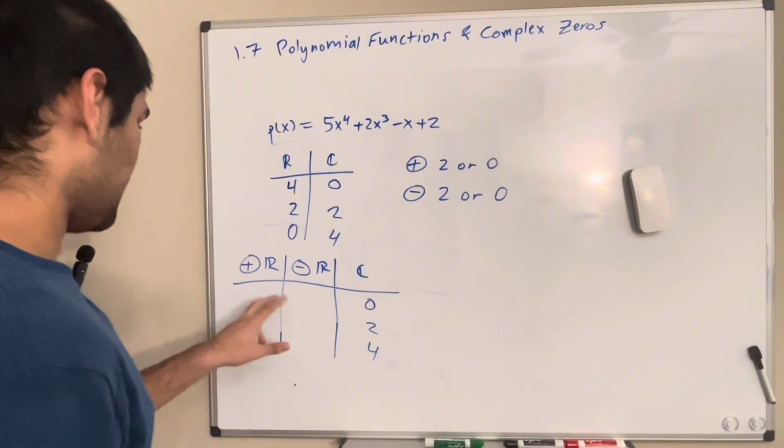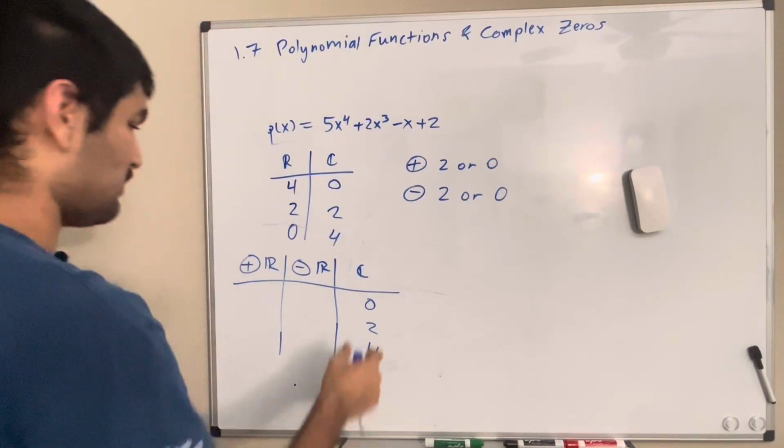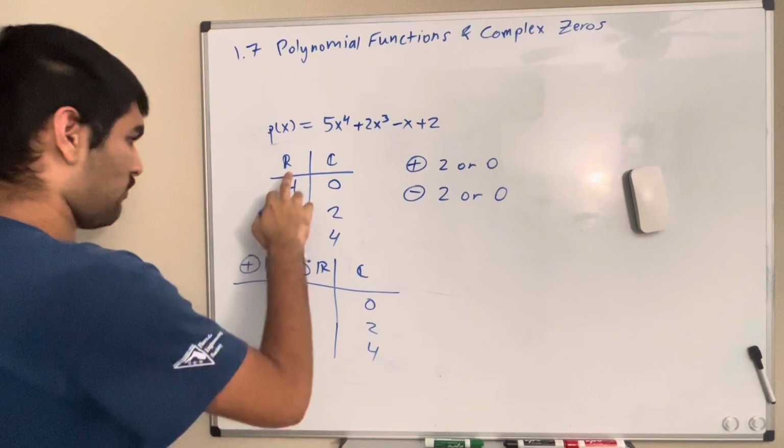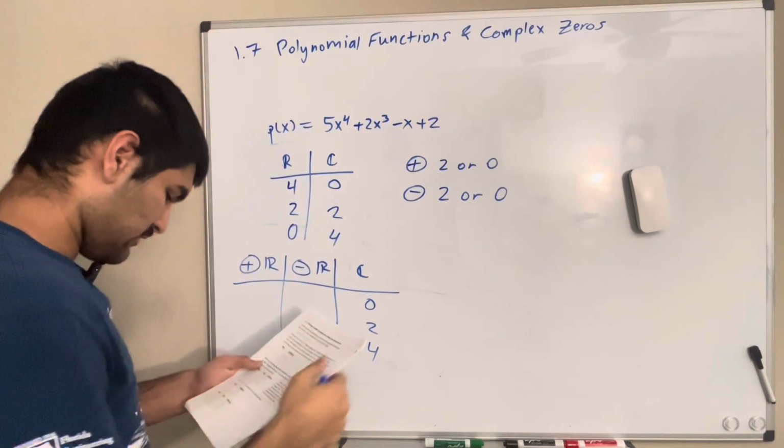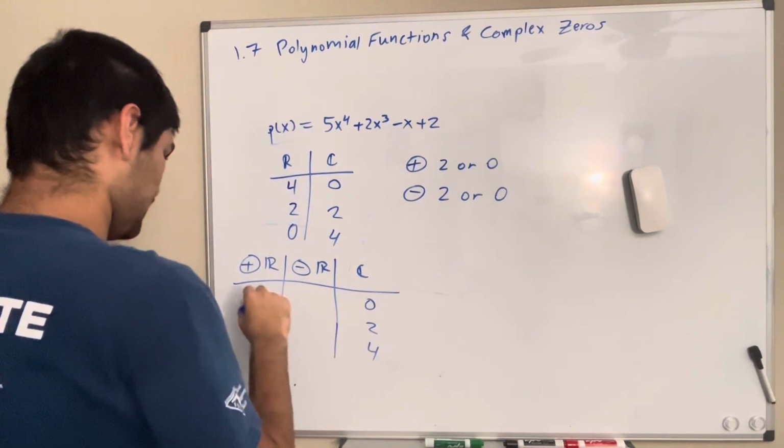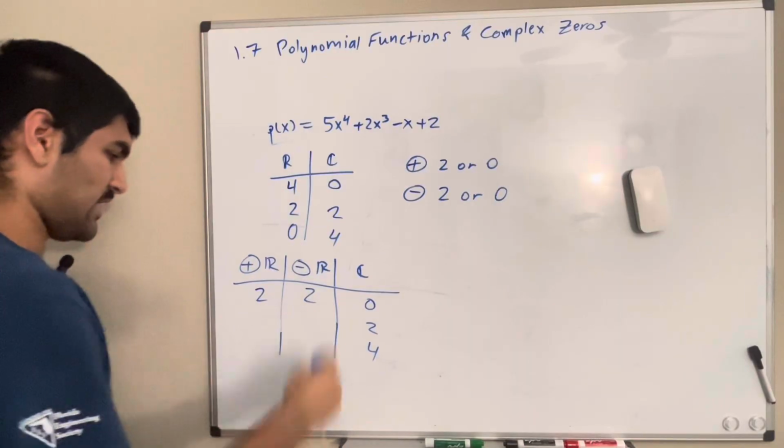But the positive negative reals, you have to split them up, right? So if we have 0 complex zeros, we have to have 4 total real positive and negative. So that means we can have 2 and 2, right? That's the only way for that to work out.